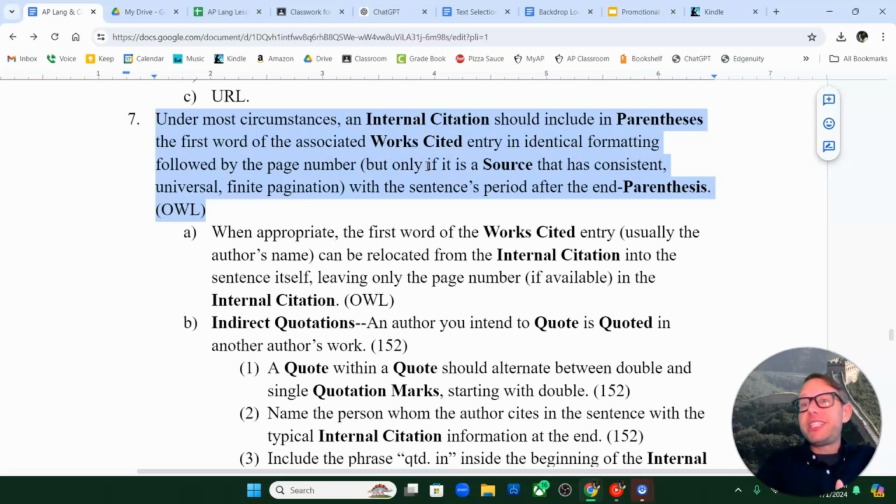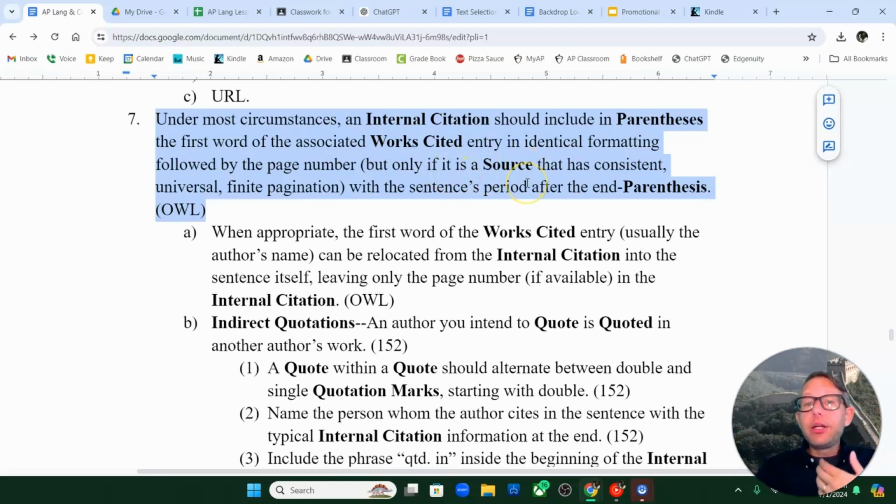The other thing is they might print it out and say, oh, well, this is from page 1 and this is from page 2. Okay, but everyone's printer and web browser is going to print that in a slightly different way, which is why it isn't necessarily consistent, universal, and finite. So you do not need page numbers with any text that doesn't have page numbers. Don't invent them. Don't try to force them in there. If something doesn't have a page number, it just doesn't have a page number. In that case, the internal citation is just going to be that first word of the works cited entry, okay?